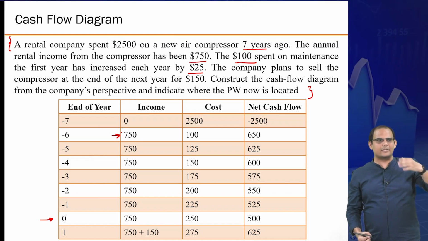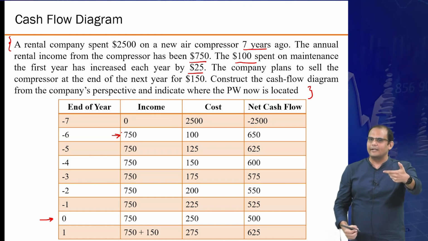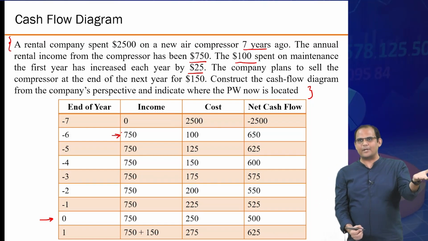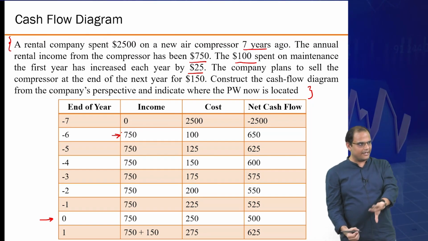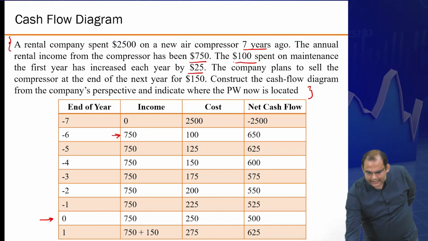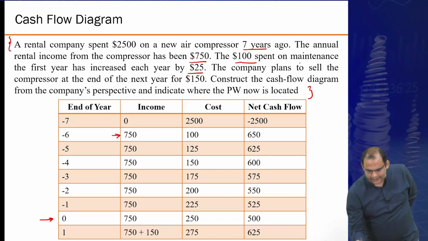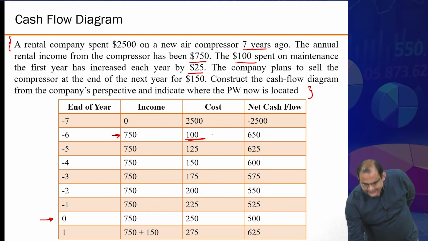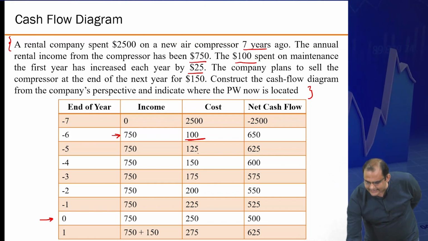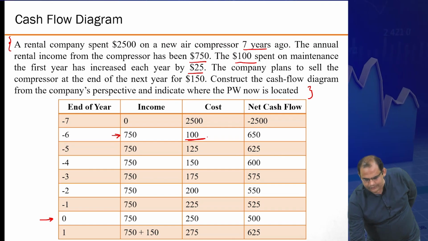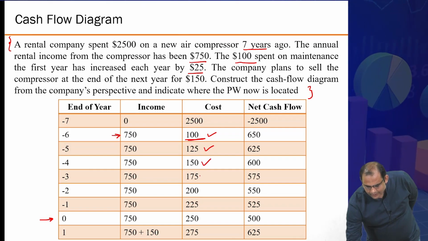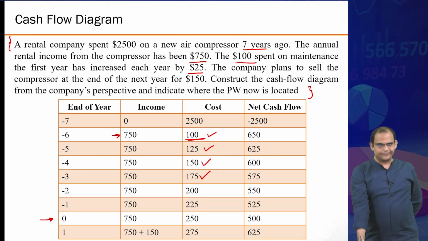Got the idea? Because if you had put the money there, it would mean even before you bought the air compressor, it was generating money, which is impossible. So therefore, this is the end of period convention example. Then every time you are spending $100 on maintenance in the first year, and that has increased by $25 each year. So you see there is a series in this. At the end of the first year, this was $100. End of the second year, it became $125, $150, $170, and so on and so forth.